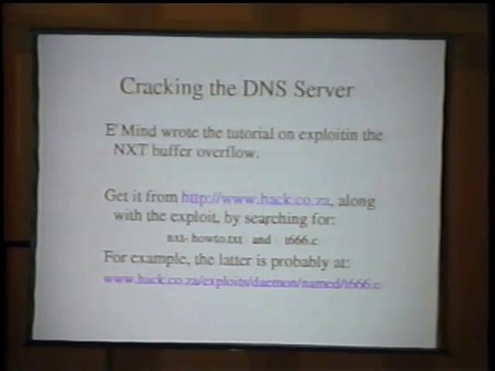There's a tutorial. I'm not going to walk through this attack because we really don't have time. If you beg me, I'd be happy during a BOF or a break to illustrate the attack on a laptop with a VMware machine. But you can just hit the website www.hack.co.za, and that has two files: the how-to, which is partly responsible for making it so easy to use the exploit, and then the exploit itself, which is T666. I checked this morning before I got on my plane. Both of those files are there. They're easy to find. Go get them and root your favorite. Test your machines.